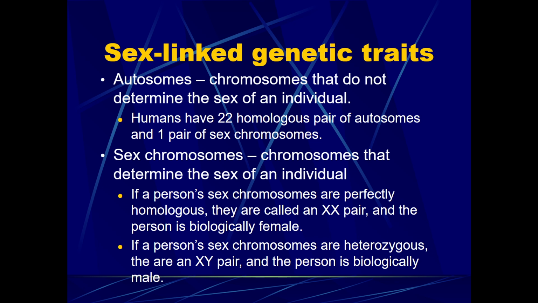There are also sex-linked genetic traits, and autosomes are essentially body chromosomes. But everyone has a couple of sex chromosomes. They can be XX or XY. So if you inherit XY as your sex chromosomes, then that person is biologically male, whereas if you inherit XX, that person is biologically female, because the sex chromosomes determine the sex of an individual.